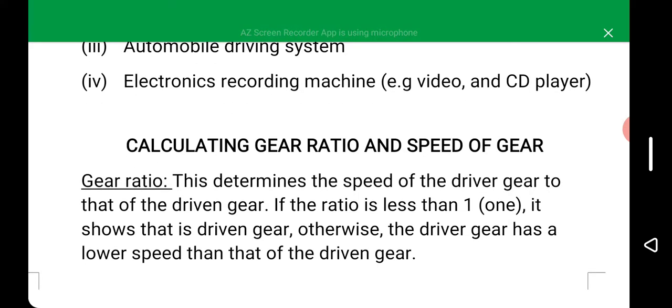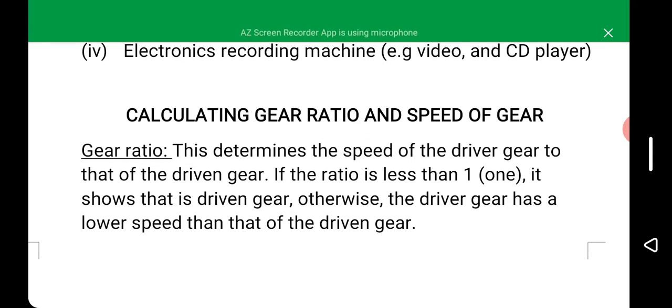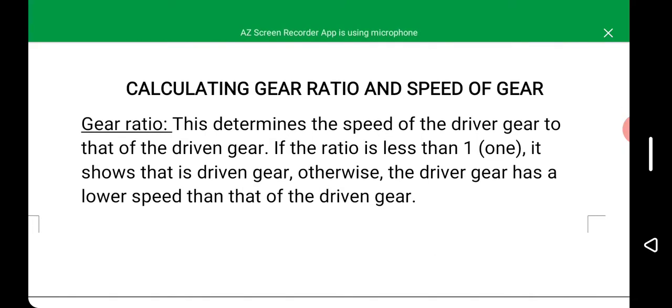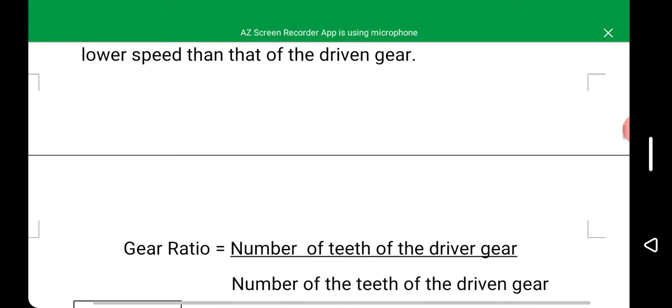If you want to calculate the gear ratio, so to determine the speed of driver gears to that of the driven gears. Now, if the ratio is less than 1, it shows that it is a driven gear. Otherwise, it will be a driver gear, which means the driver gear has lower speed than that of the driven gear. You need to take note of that.